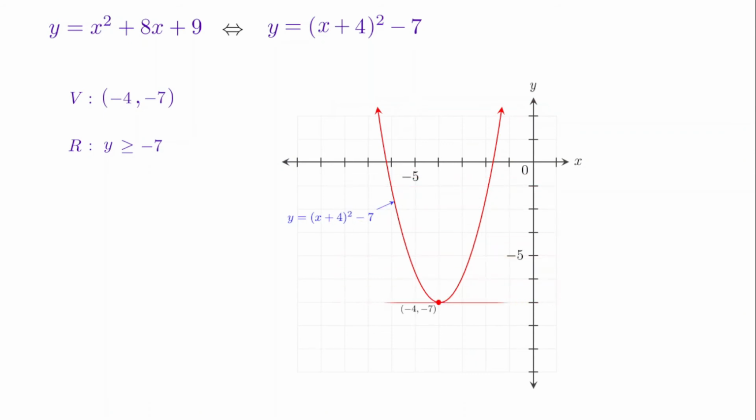So again, for any value we give to x, the smallest possible value for y is negative 7. And then we may write the range in set notation. So we have the set of y such that y is greater than or equal to negative 7.